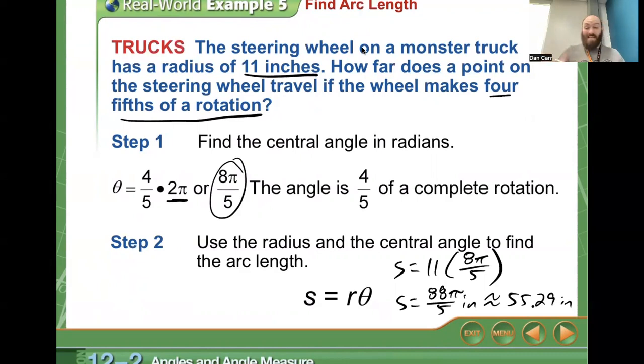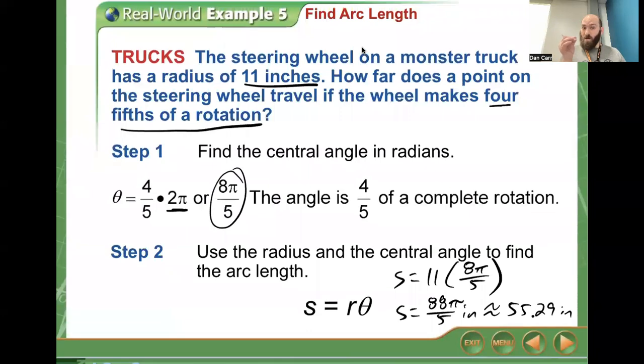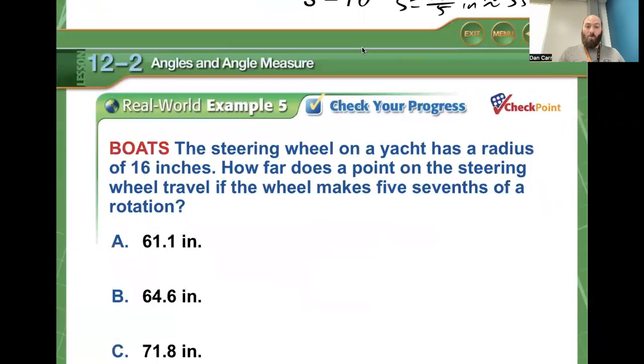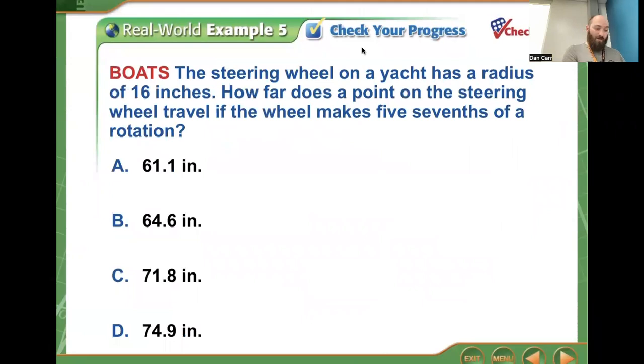And that is it for today. So again, we're talking about what radians are compared to degrees and using that to find the arc length of circles, as long as everything's in terms of radians. I have one more problem for you to try out on your own. You're doing 5/7, and the radius is 16 inches here.